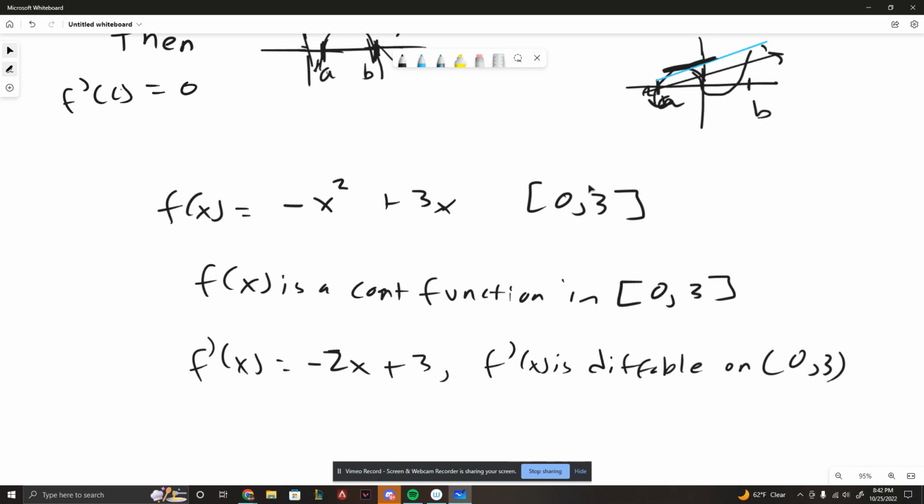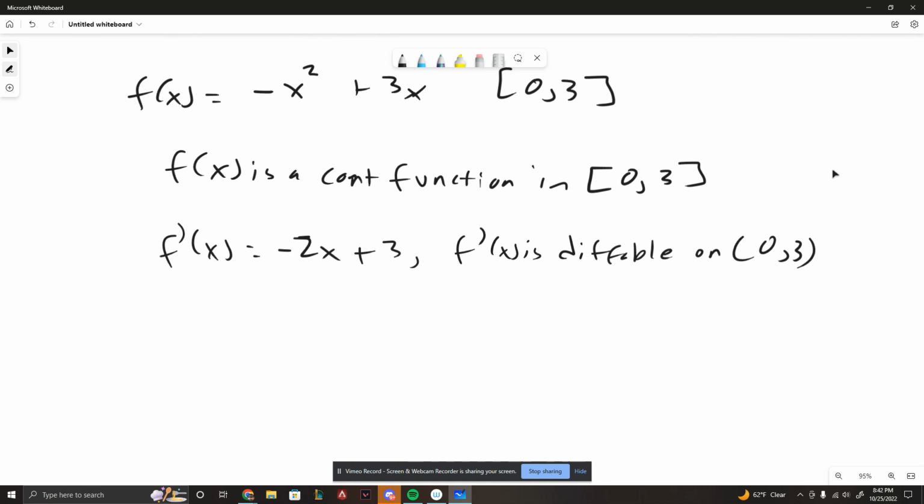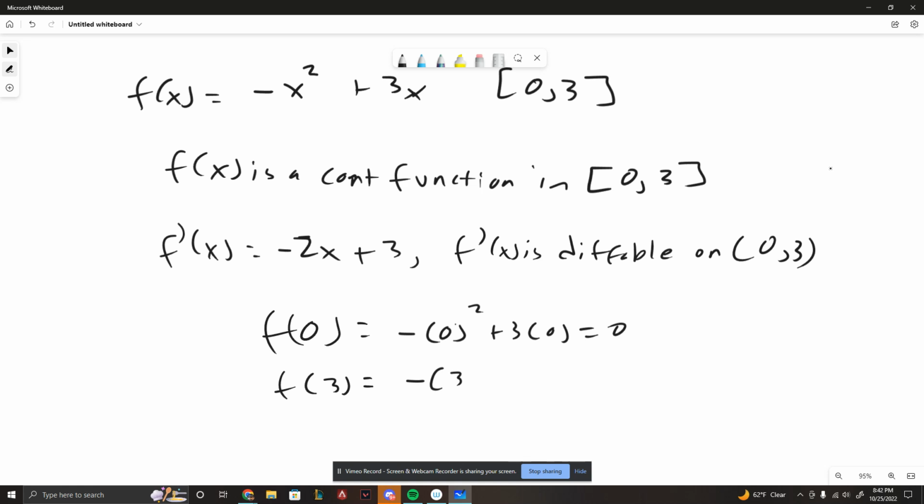Lastly, we need to check if f of b equals f of a. So in essence, does f of 0 equal f of 3? f of 0 is going to be equal to negative 0 squared plus 3 times 0, which is 0. f of 3 is going to be equal to negative 3 squared plus 3 times 3, which is negative 9 because we do the square first, plus 9, which is equal to 0. So f of 3 does equal f of 0. So Rolle's theorem can be applied here.